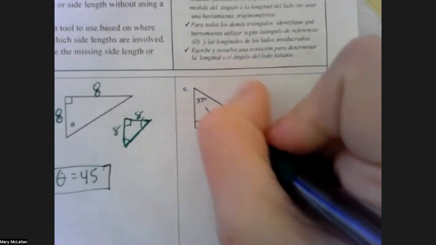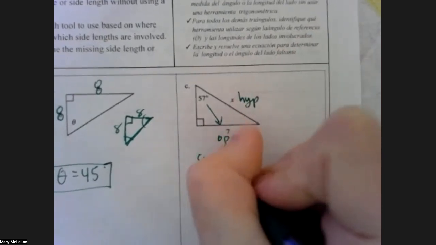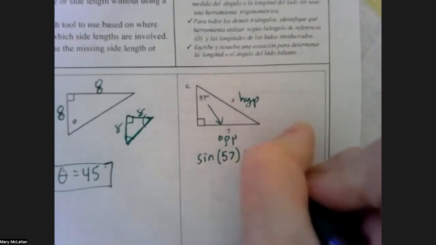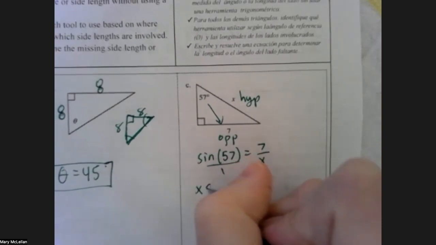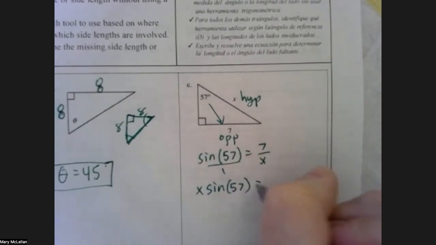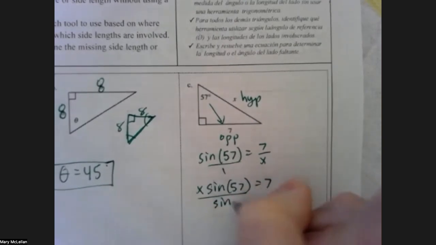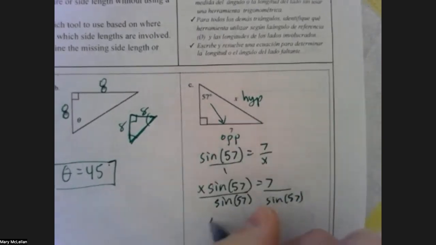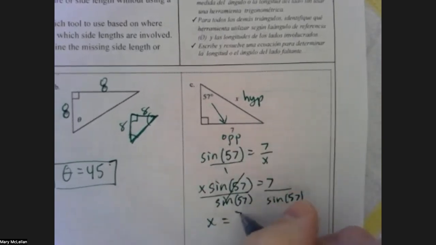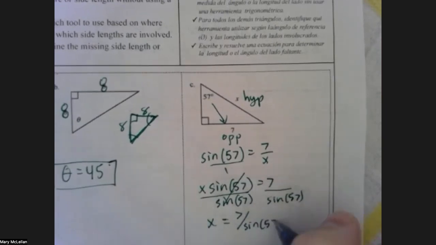This, I don't know anything fancy about the angle 57 degrees. This just has to be solved directly. Got my opposite side, I've got my hypotenuse, and I'm going to write sine of 57 degrees is equal to 7 over x. I'm not being asked to find the angle, so I'm not going to use inverse sine. I'm going to cross multiply, so I have x times sine of 57 equals 7. Divide both sides by sine of 57, and I get x is equal to 7 over sine of 57.